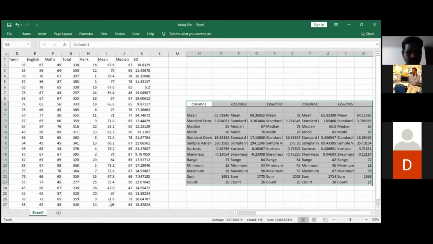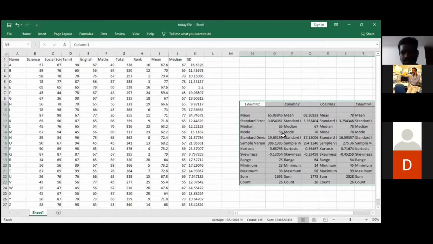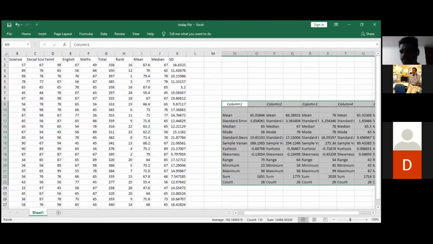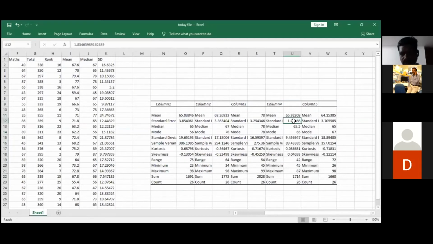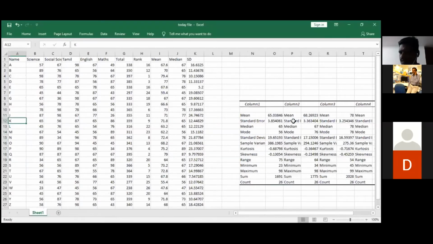The first column is science, the second column is social science, the third column is Tamil, the fourth column is English, and the fifth column is maths.